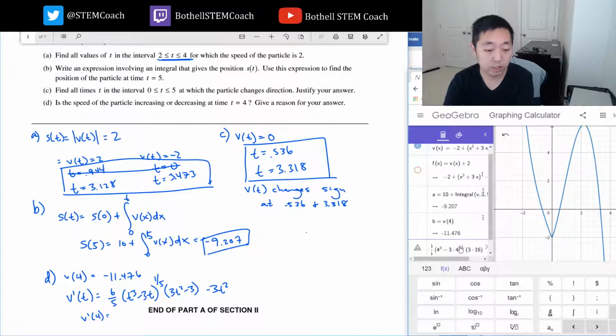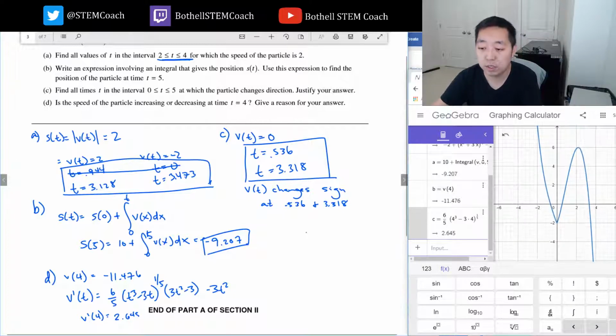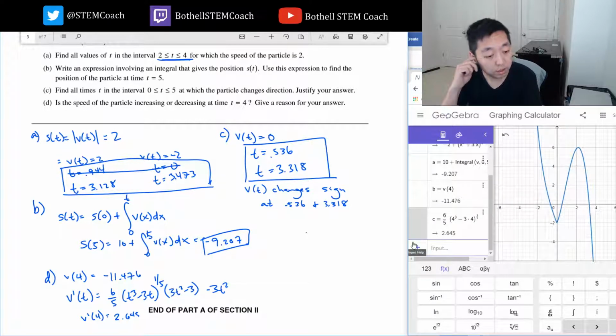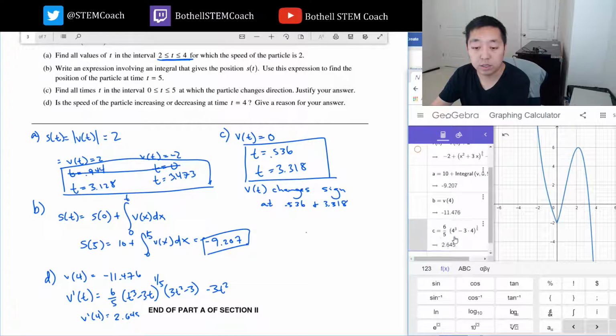Times 3 times 16 minus 3, minus 3 times 16. So this is 2.645. Is that what's happening here? Let me look at the graph of the velocity. Did that compute right? I don't feel like I computed that right. 6/5 times 4 cubed minus 3 times 4, to the 1/5. How come I didn't include anything else here?